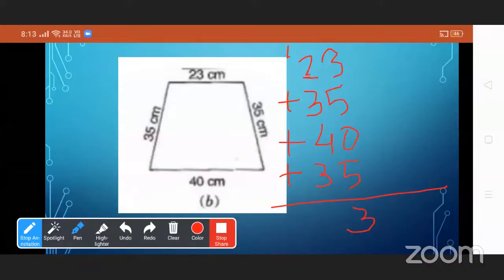5 plus 4, 9. 9 plus 3, 12. 12 plus 1 is 13. Good. So the perimeter of this figure is 133 centimeters. Okay, very good.